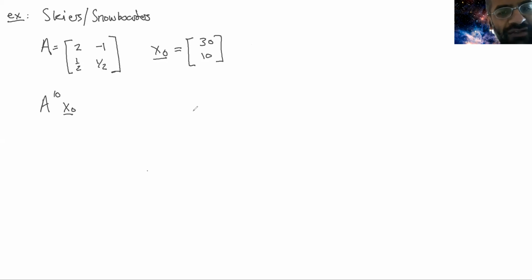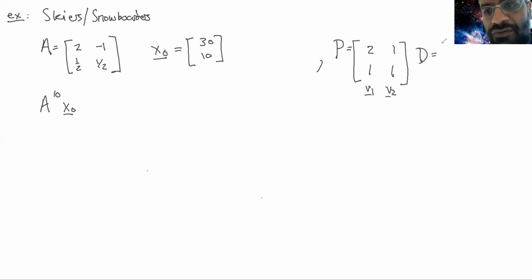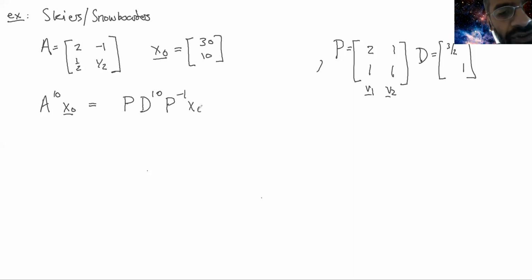And so what we did is we diagonalized the matrix. We computed eigenvectors, which turned out to be (2, 1) and (1, 1). Let's call them V1 and V2. And eigenvalues, which turned out to be 3/2 and 1. And then we observed that you could turn this powering problem into just raising the eigenvalues to the 10th power times x naught.